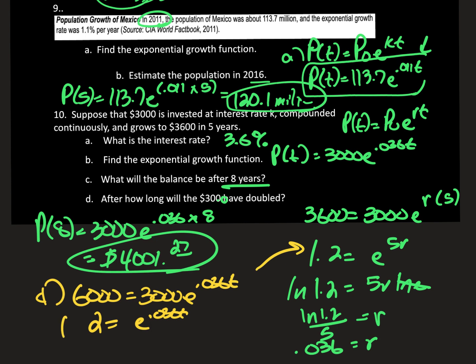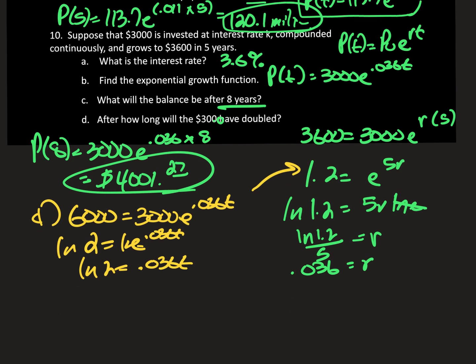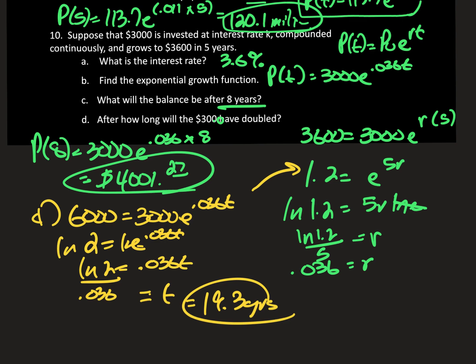I can do natural log both sides, which basically gives me natural log 2. And over here it takes care of the e, so I get 0.036t. So to get my final answer, I'm going to divide natural log 2 by 0.036. And I'm going to punch it in right now. Natural log 2 divided by 0.036. And I'm getting 19.3 years. It's going to take 19.3 years for that to double to $6,000.